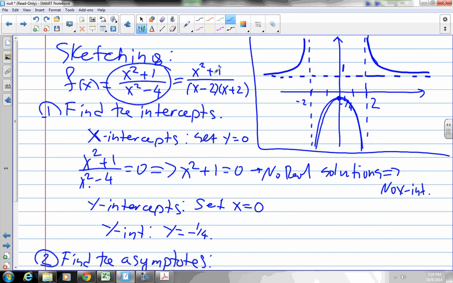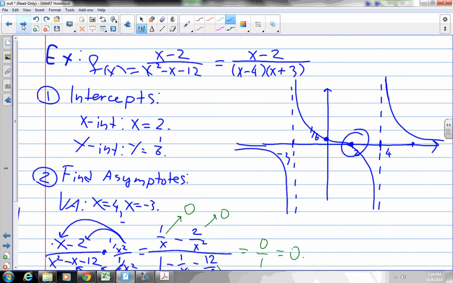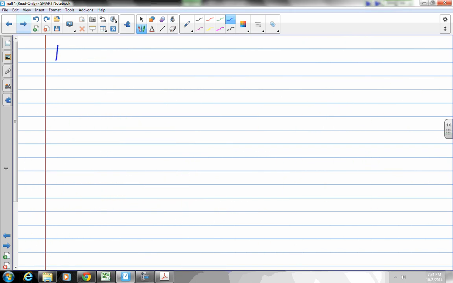So there are going to be 3 cases. Top is smaller, 0. Equal, ratio of coefficients. Top is bigger, you get infinity. So let's write it all down. Horizontal asymptotes. f of x equals a sub n x to the n plus a sub n minus 1 x to the n minus 1. I'm just writing a general polynomial function, so don't freak out.